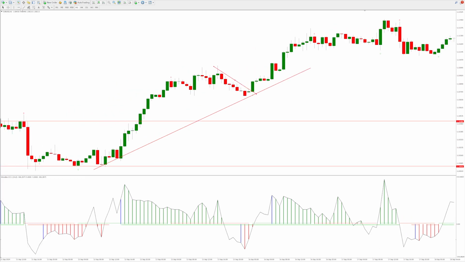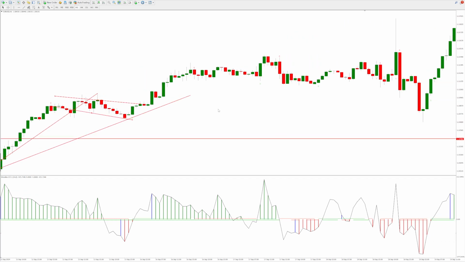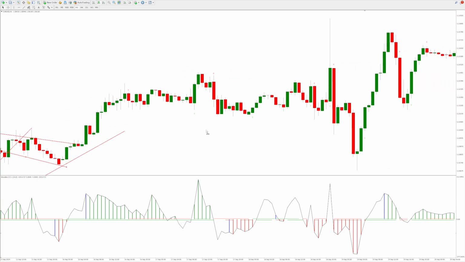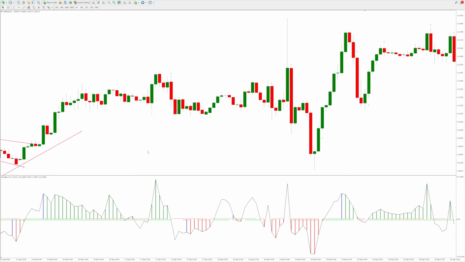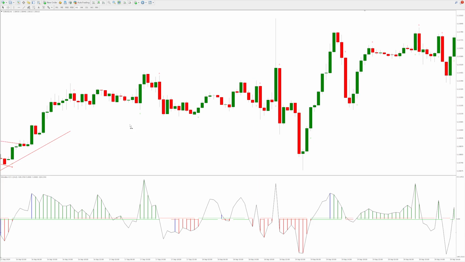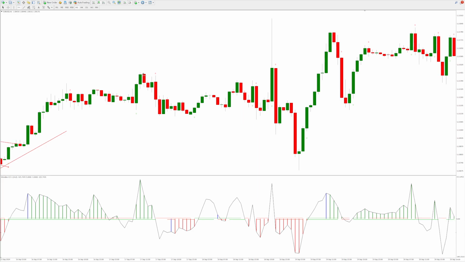Okay, you also have a flag pattern, so you've got the flagpole of the trend up. Maybe it's not the best way to draw it, but it's a flag pattern. We've got the uptrend here, we've got some consolidation, and the price is breaking out in the direction of the trend.